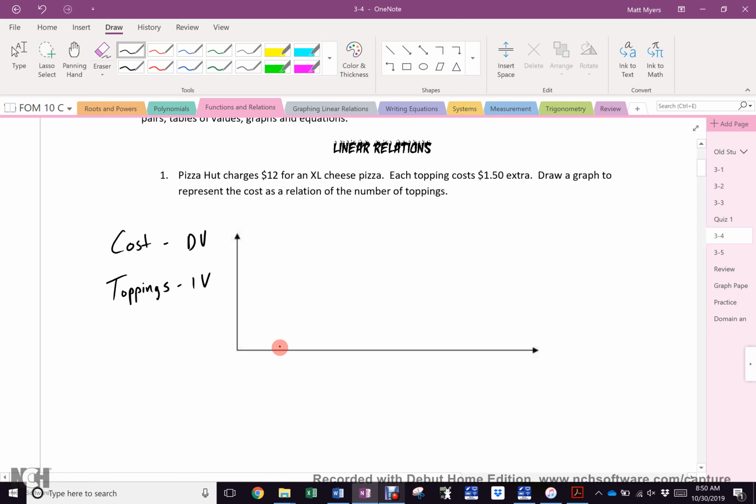So down here we're going to have the toppings. 1, 2, 3, 4. And I'm going to stop there because anything more than 4 toppings on a pizza is disgusting. And one of those toppings cannot be pineapple.